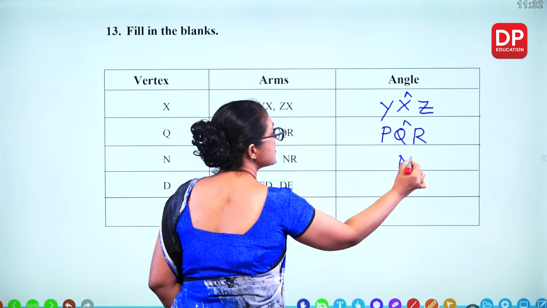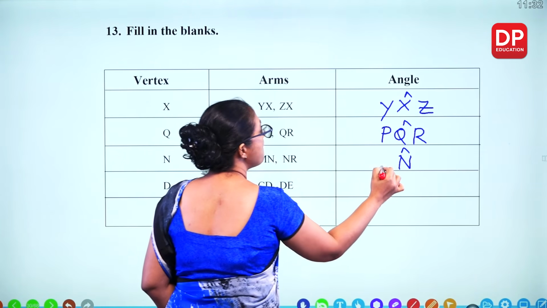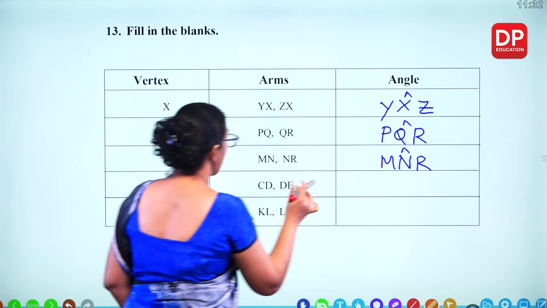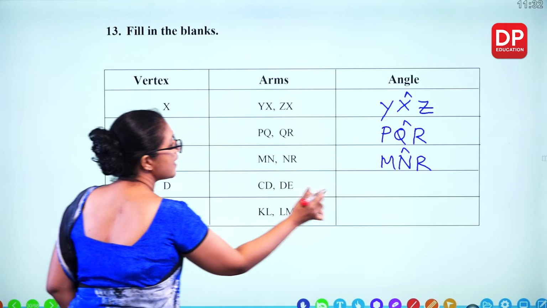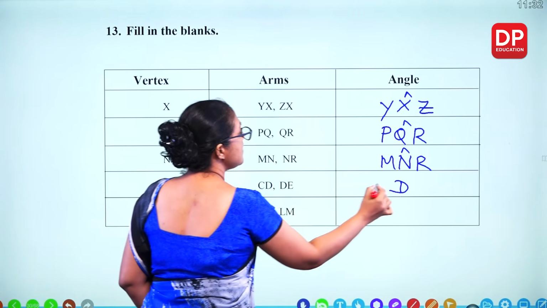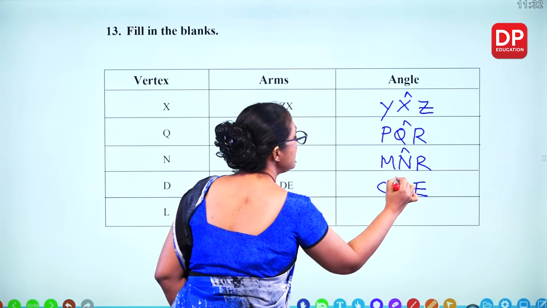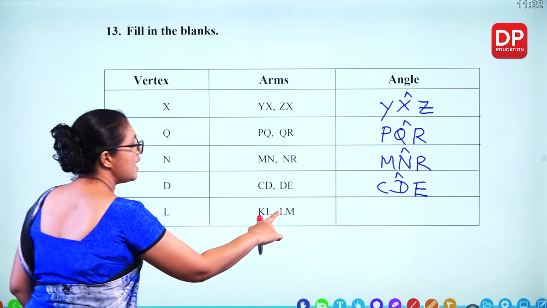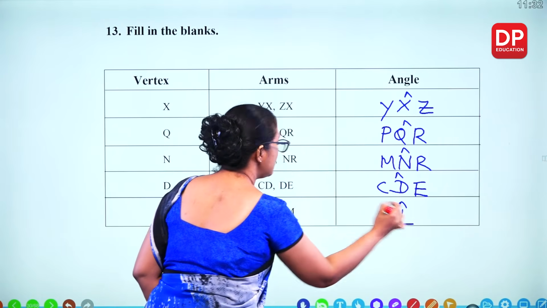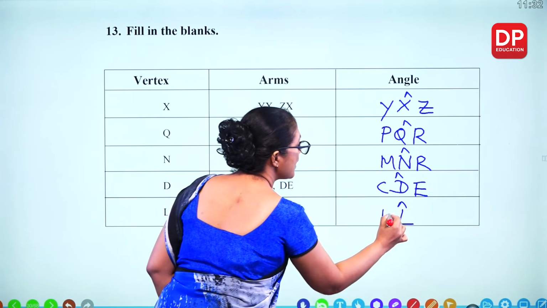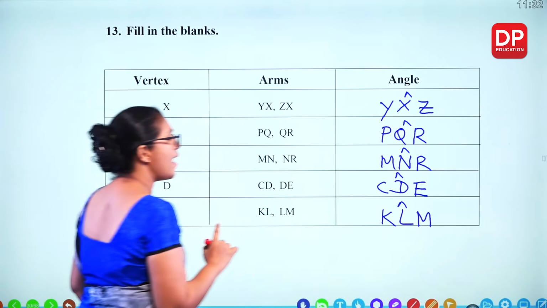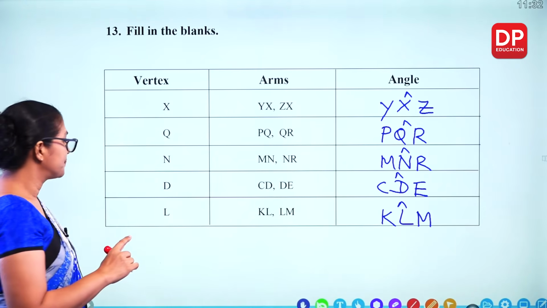N comes as the angle and M R. Here D is the angle and CE. Here CDE angle. This one, L is the common one, that's the angle. KM, both sides. KLM angle.